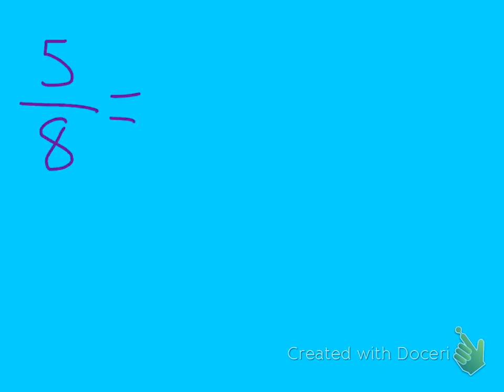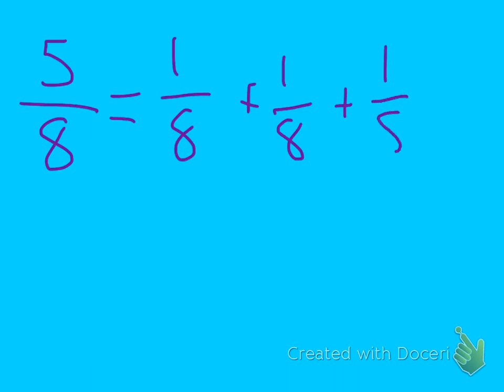5/8. One thing that we can do to equal 5/8 is 1/8. We did this part in 4th grade. Plus 1/8 5 times to equal 5/8. Sorry, I'm gonna run out of room. Plus 1/8. That's one way that we can equal 5/8.